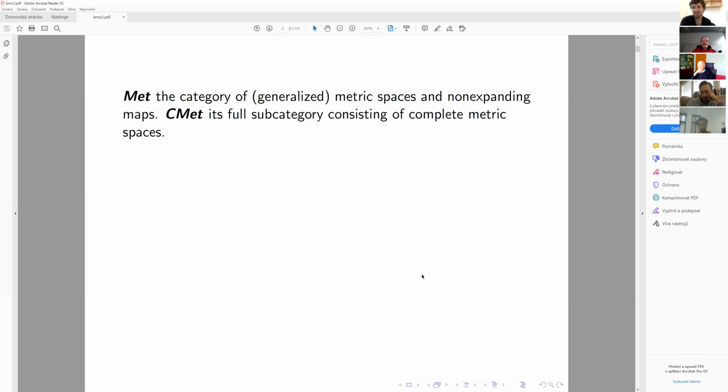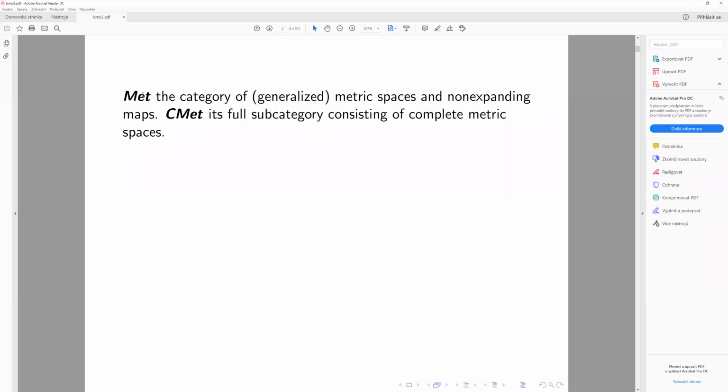Met is the category of generalized metric spaces. It means that we also admit distance infinity, so two points can also have distance infinity. And non-expanding maps are maps which cannot increase distance, so the distance of the images is less or equal to the distance of the points.